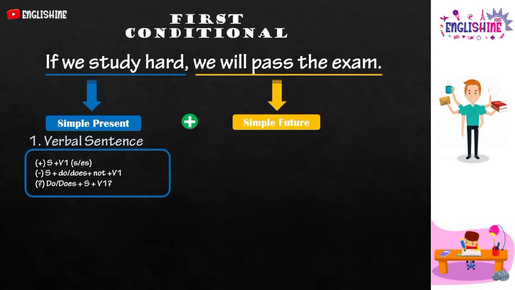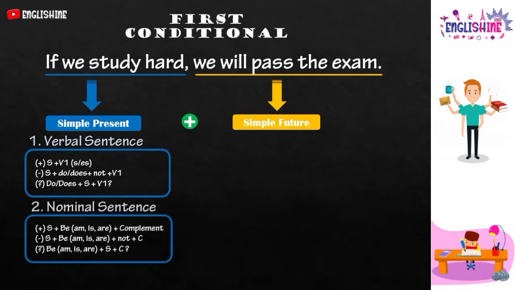And the second is nominal sentence. Here are the formulations how to make it. There are positive using be or to be, am, is, are plus complement. Negative, just add not after be or to be. And interrogative, moving be or to be, am, is, are in front of the sentence.